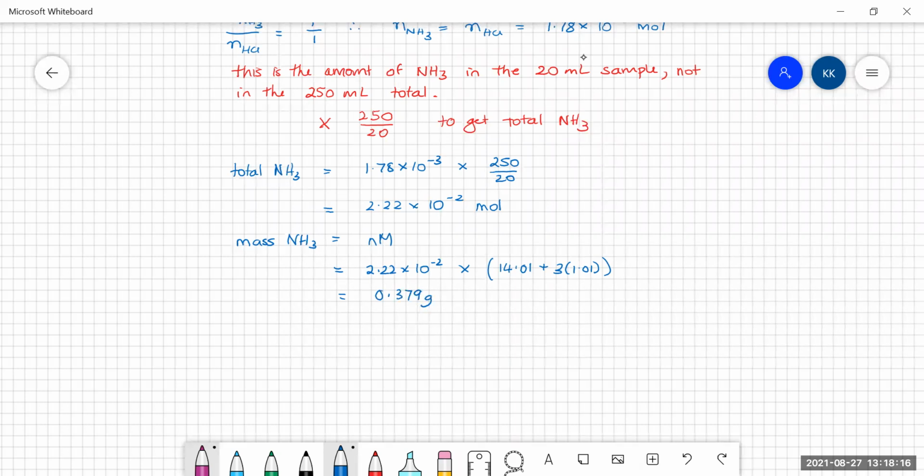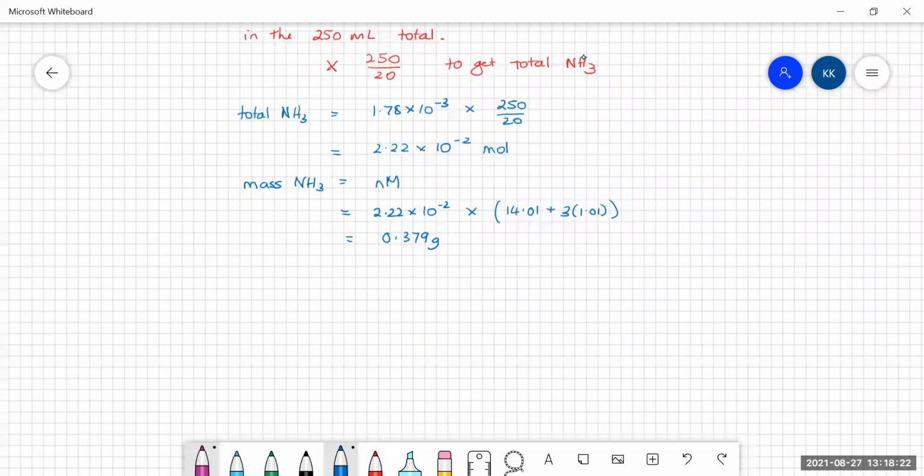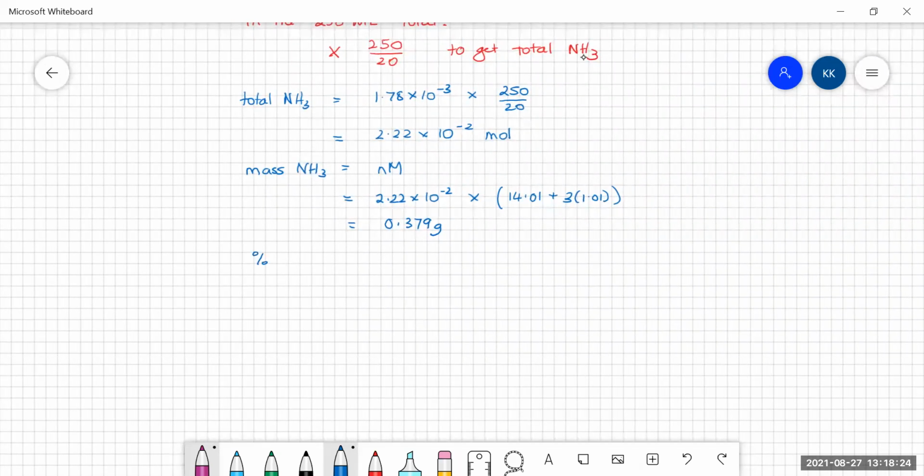Now, we might be tempted to think we're done. We've got the mass of ammonia, but we weren't asked for that. We were asked for the percentage. So let's go on and calculate the percentage. So the percentage is the mass of ammonia over the mass of the sample. And if we look back, the mass of the sample was 10.231 grams. And then we multiply by 100 to get that to a percentage. And that comes out to 3.70%.